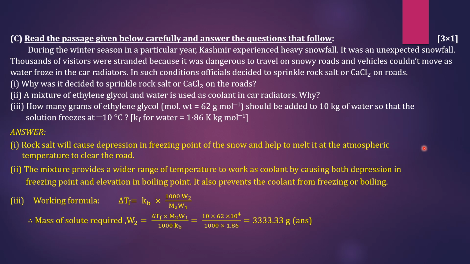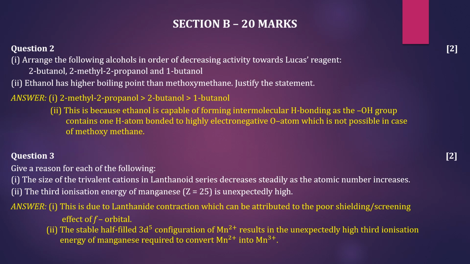Section A, 14 marks is complete. Here you will not get any option, any alternate. All the questions are compulsory. Now come to section B. Question number 2. You have to arrange these three compounds in decreasing order of activity towards Lucas reagent.